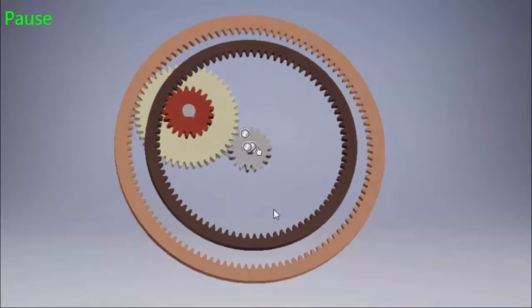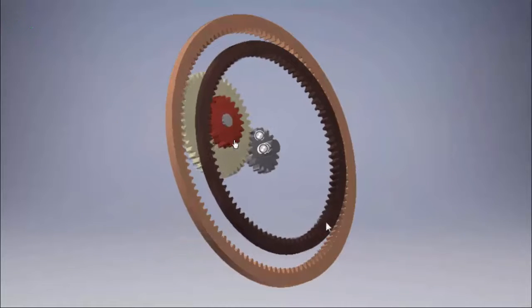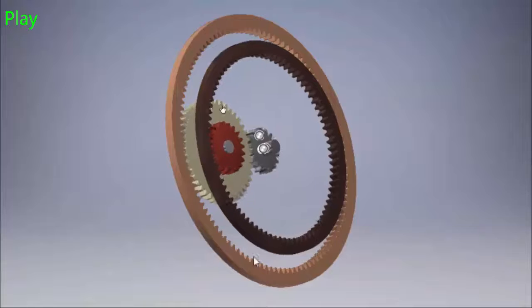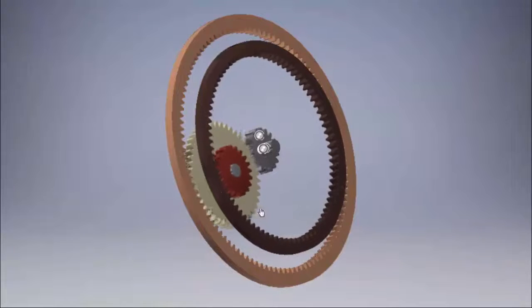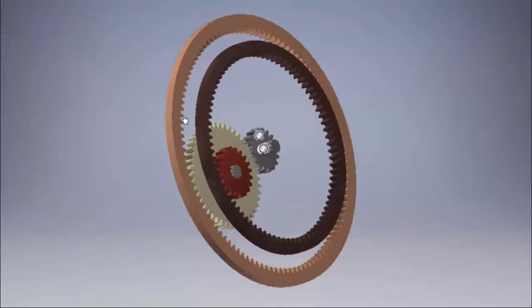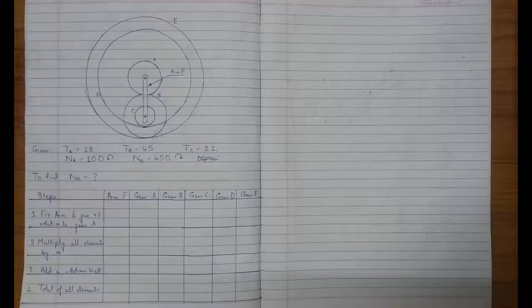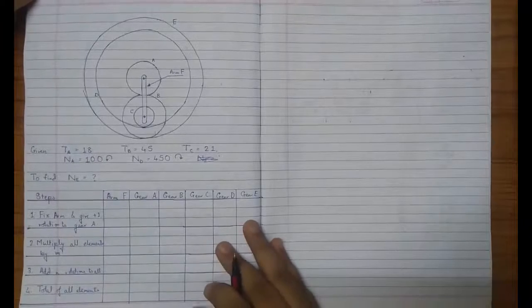Because of gear A, gear B is rotating. Gear B and gear C are compounded together, hence they are rotating at the same RPM. Because of gear C, gear D is rotating. And because of gear B, gear E should be rotating, but because of software limitations, I have just kept it stable. So this is our third sum on epicyclic gear train.